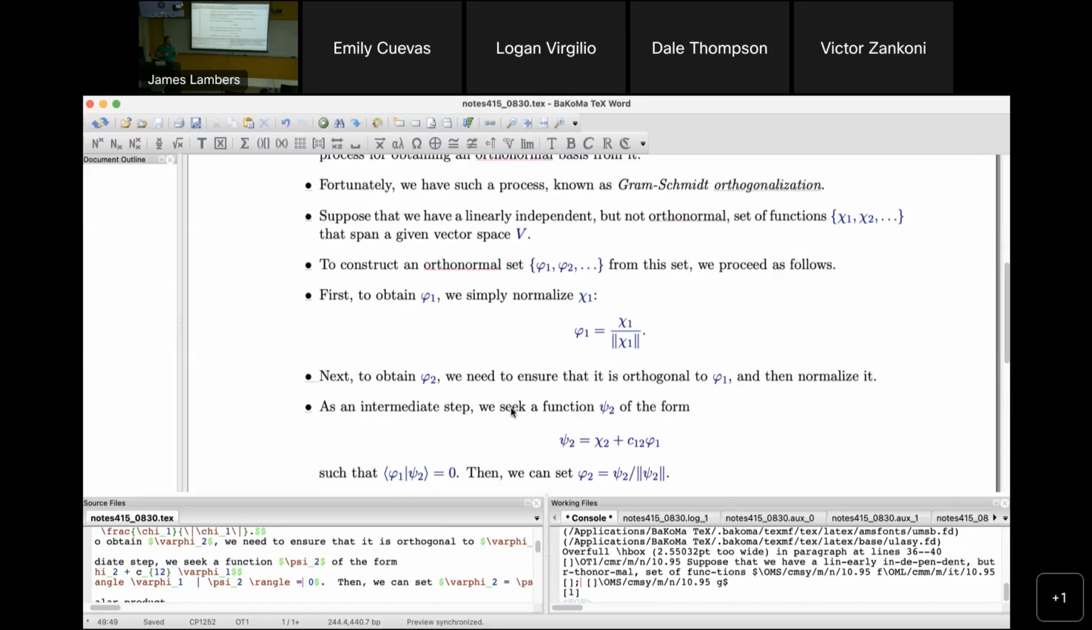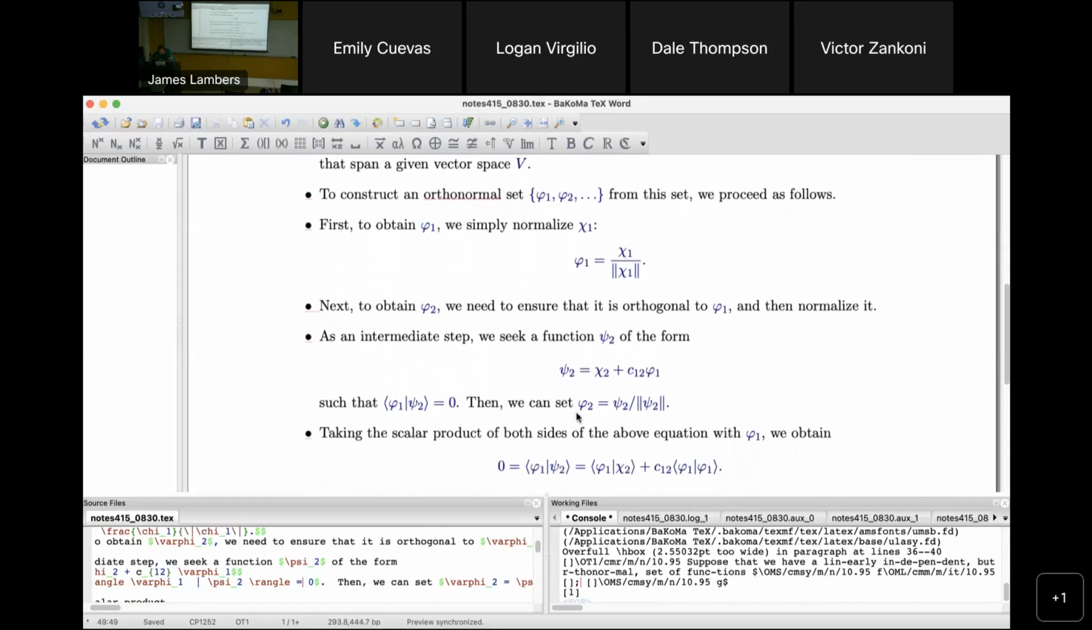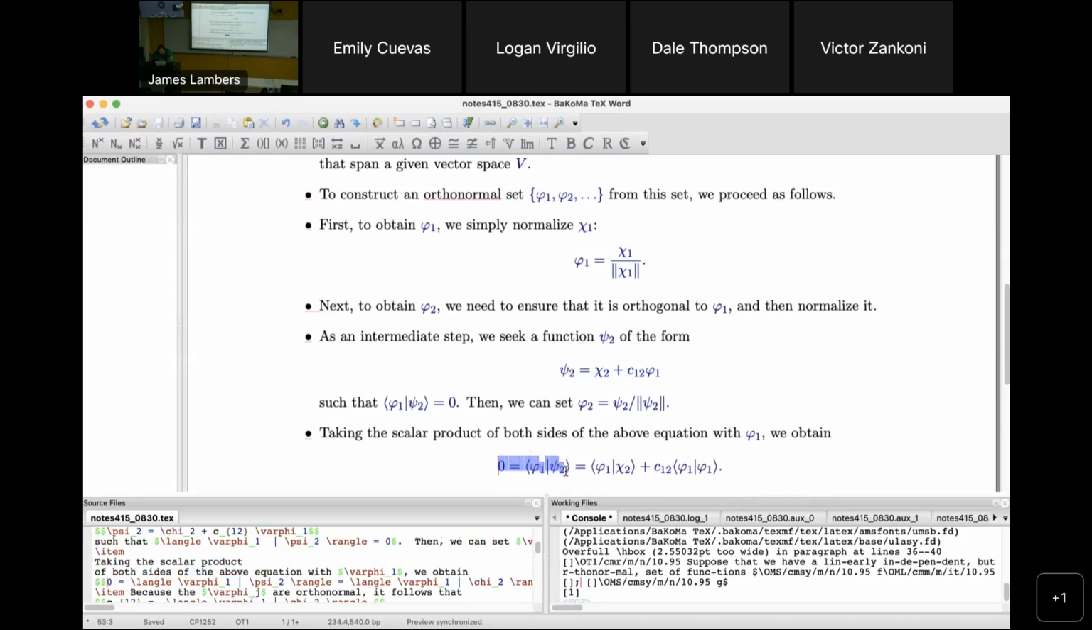I got you thinking, like, well, how can you be sure that there is any constant that's going to work? And you're going to find out because you're going to be able to obtain it. What you do is I take this equation that defines psi2, and I take the scalar product of both sides of it with phi1. So the left side is the scalar product of phi1 and psi2, which I'm requiring to be 0. So we're going to have 0 on the left side.